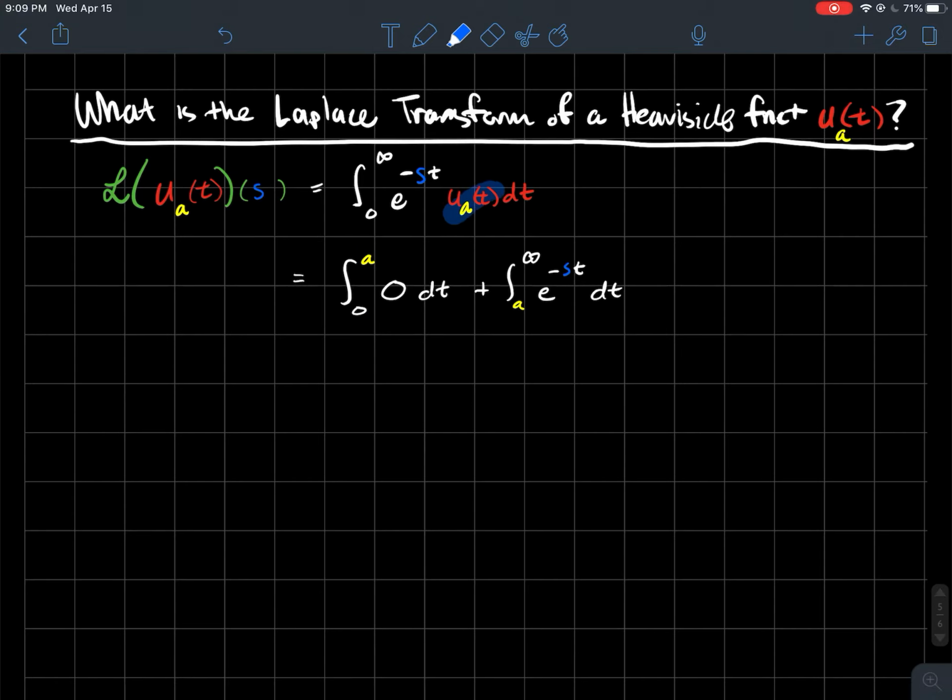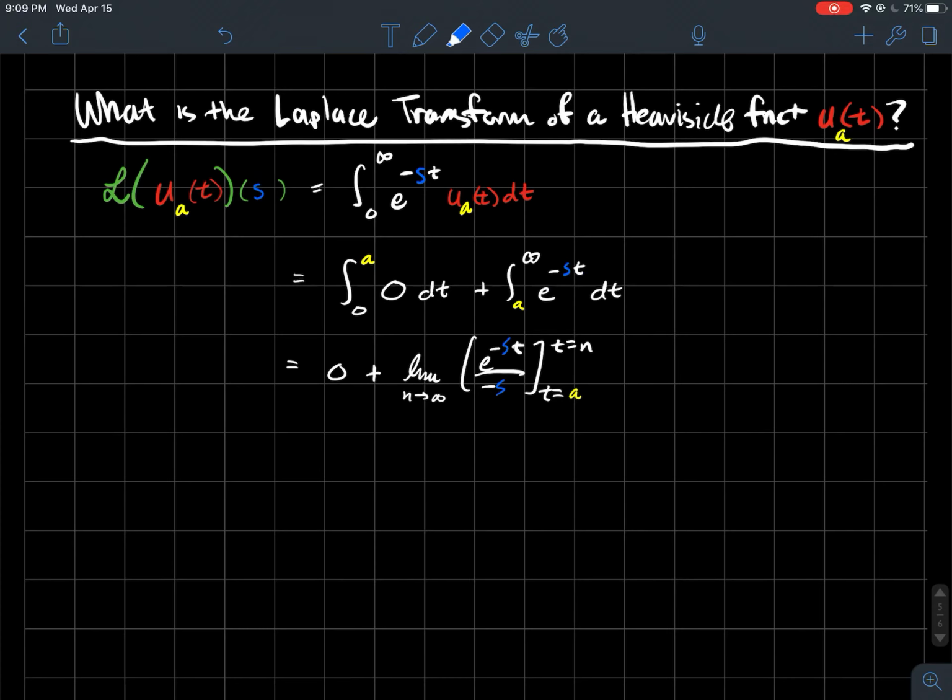And remember that u_a of t is 1 if you're to the right of a. Well, for this integral, you're to the right of a, therefore it should just be 1 times the exponential. So I just need to figure out what the improper integral of this exponential is. And we'll write that as a limit, where the limit is just to take care of that endpoint at the top, your top limit of integration. And remember your antiderivative formula, so minus s goes underneath. Take the reciprocal of that is what I mean.